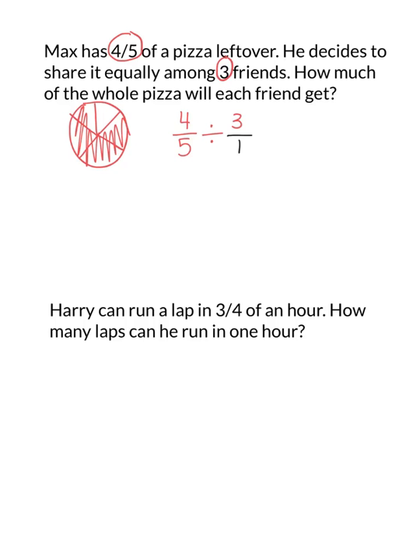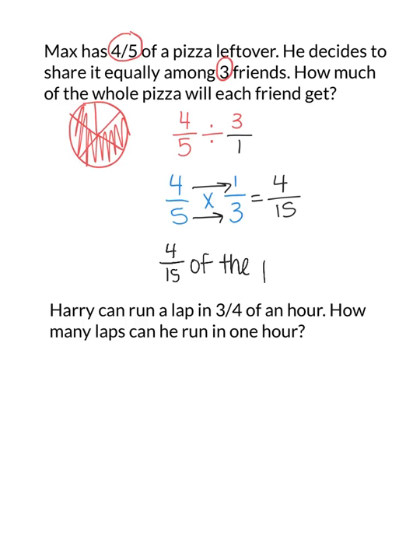Okay, now that I have 2 fractions, I can do the keep, change, flip. Then I just solve like normal. 4 times 1 is 4, 5 times 3 is 15. So to answer the question here, how much of the whole pizza will each friend get? Each person will get 4/15 of the pizza.